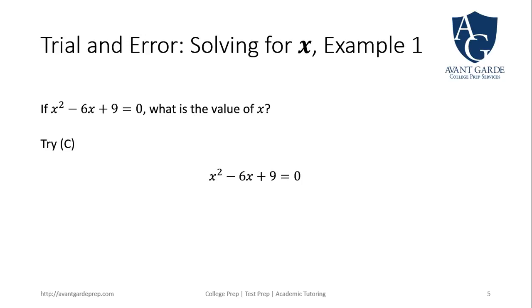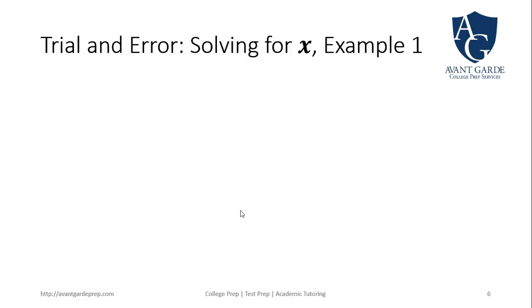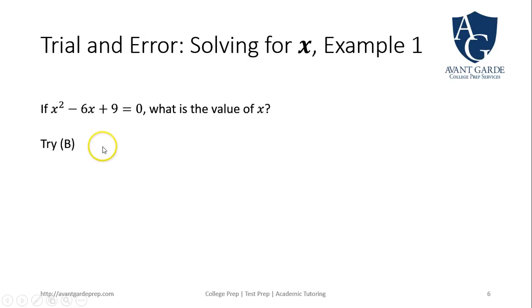We have our equation, x squared minus 6x plus 9 equals 0. We insert C, which was 6, and work this value out. 6 squared, 6 times 6, gives us 36, minus 36, plus 9, and 9 does not equal 0. So we know that C is not the correct choice in this instance. With that, we have to determine whether we're going to go high or low. We have a value that was too big, so we probably need to go a little bit smaller so that we can get closer to 0.